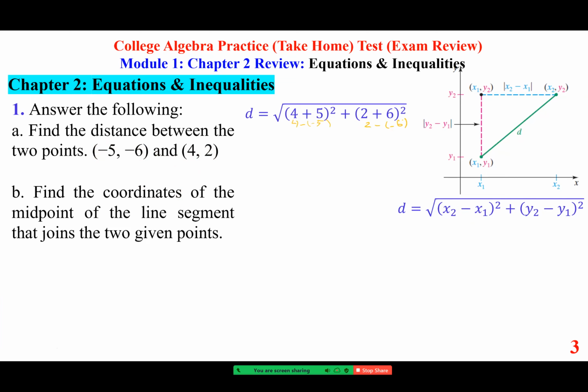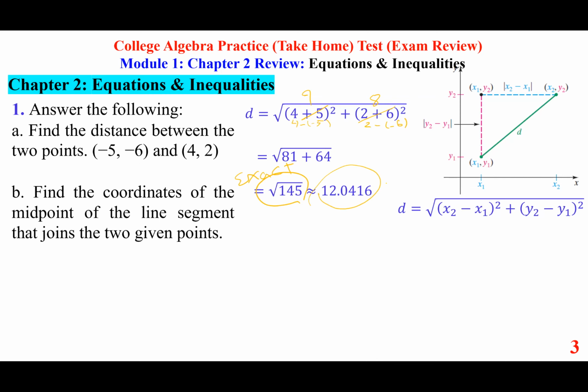So when we square 9, we get 81. When we square 8, we get 64. We add them up, and it's 145. This is the exact answer. And the approximation with a bunch of decimals. Normally you use a lot of decimals, but stick with what they ask you. This is how we find the distance between the 2 points.